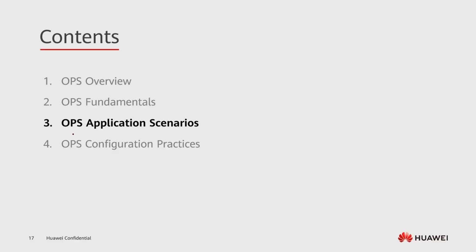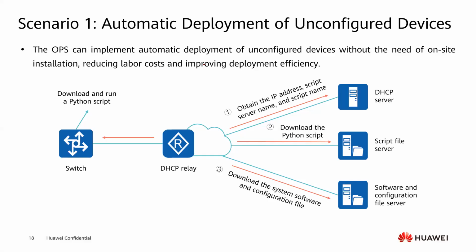Let's see part three, OPS application scenarios. Scenario one, automatic deployment of an unconfigured device. The OPS can implement automatic deployment of unconfigured devices without the need for on-site installation, reducing labor cost and improving deployment efficiency. Here we can see the steps.